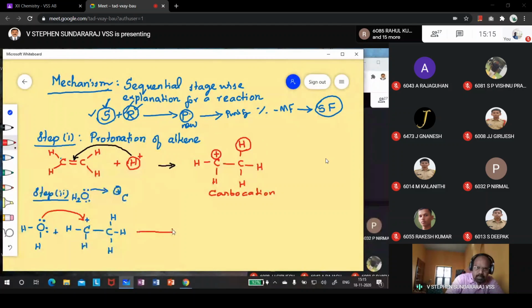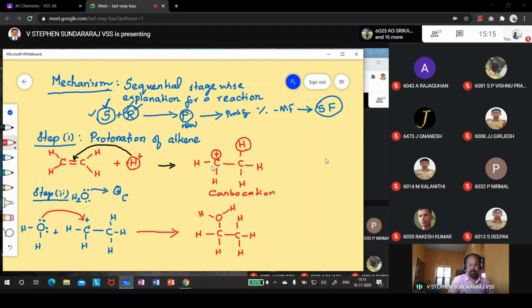Okay. So once it is attacking, what will happen? Once it is attacking, see, I am writing the whole structure: carbon, hydrogen, and here this carbon having 3 hydrogen. And only that positive charge site is attacked by the oxygen of water. So water will be having 2 hydrogen. Now can you tell me where the positive charge will not disappear?